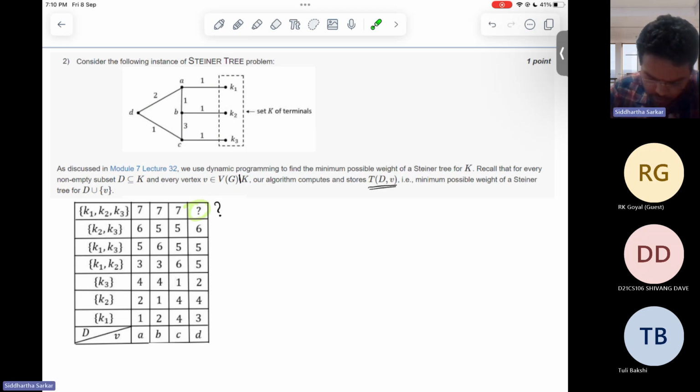Right. So let me write down the recurrence first. So the recurrence is the following. So what is the question? Oh, let me write the question. Find the missing DP entry. So what is the missing DP entry for? We want to find T of K1, K2, K3, comma D.